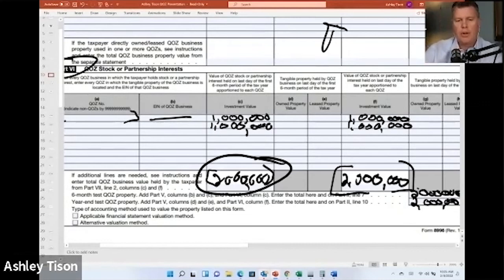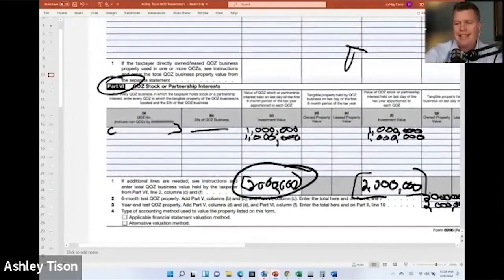And so then you're going to also indicate down here with this checkbox, type of accounting method used to value property listed on this form. If you have applicable financial statements, you're going to check this box. And this is at the fund level. This is not at the QOZB level, right? So you're filling this out for the form. So you're determining whether this is happening at the fund level, or whether you use the alternative valuation method, which is basically your cost basis. And I would say that most people are probably going to use that cost basis because they're not going through the rigmarole of compiling financial statements.